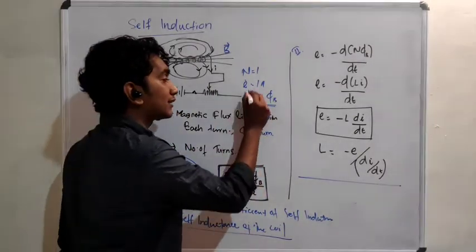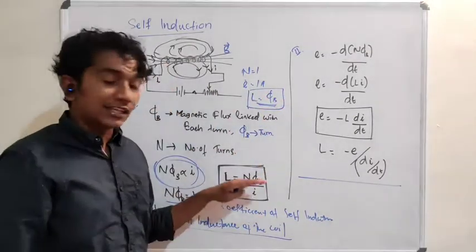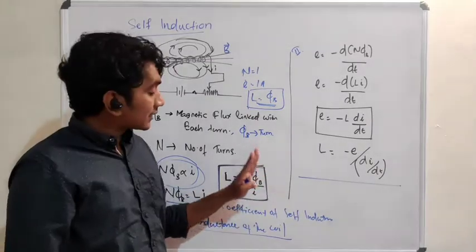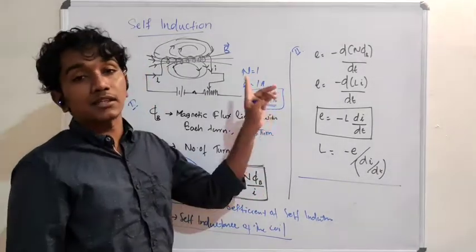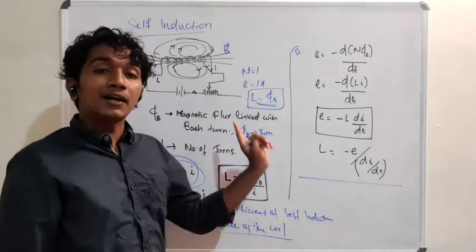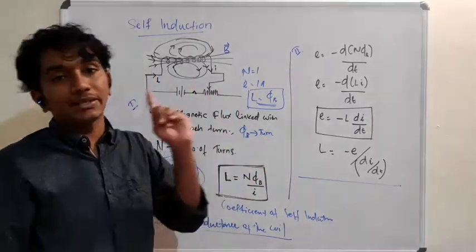So note down that you can define self-inductance from this equation. It is the flux linked with the coil when the current passing through the coil is equal to 1 ampere. Alright.